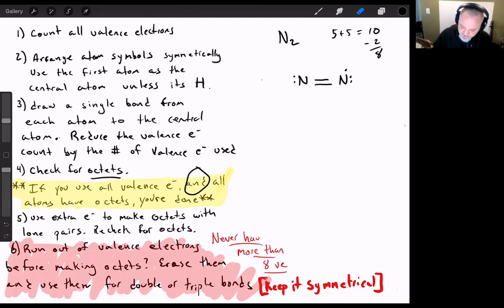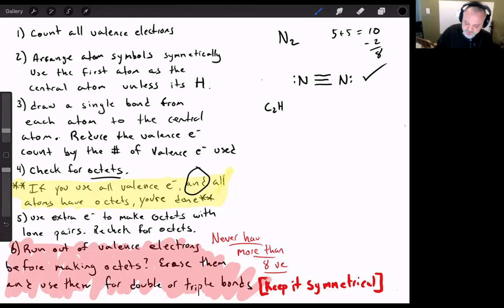I'm going to keep erasing and trying multiple bonds until I got my octets. Here we go. 1, 2, 3, 4, 5, 6, 7, 8 around both nitrogens. Now I'm done. So there's a triple bond in this case.